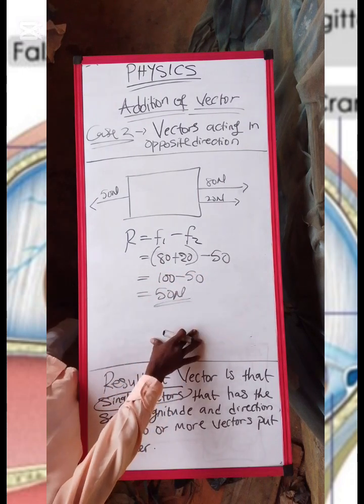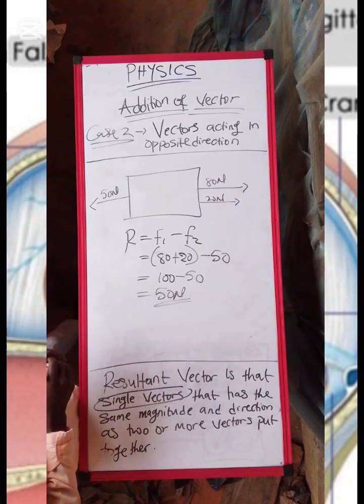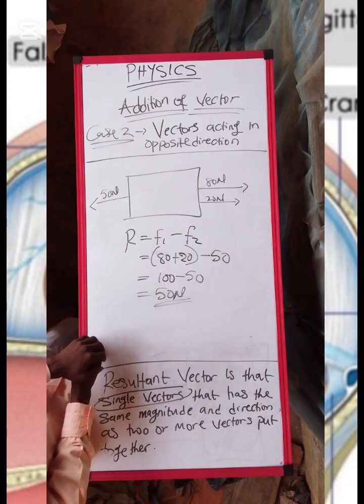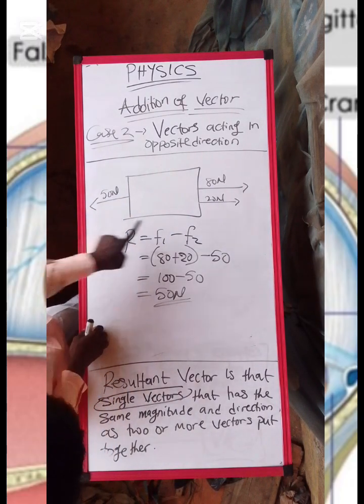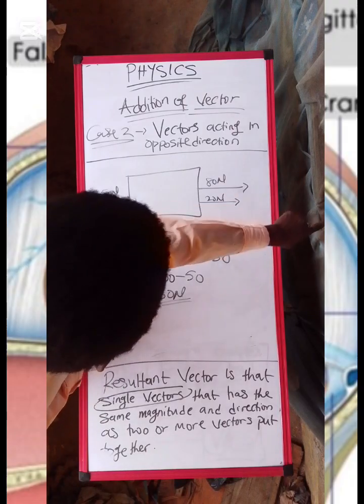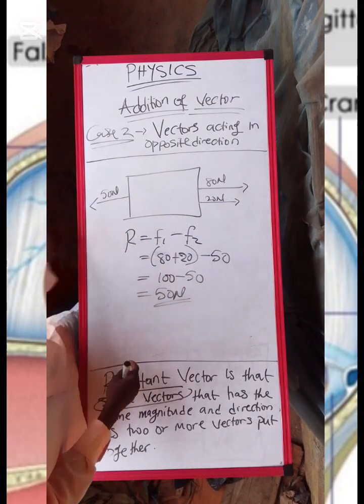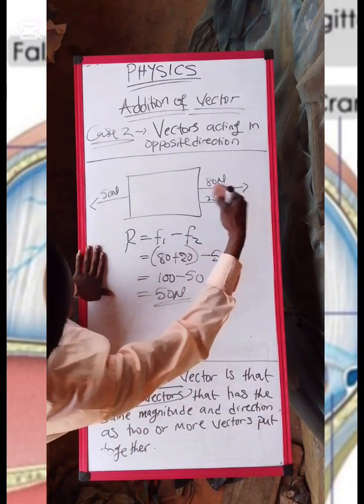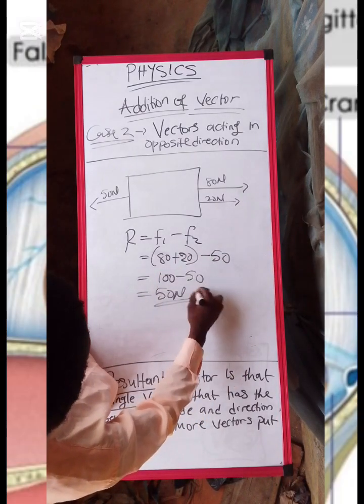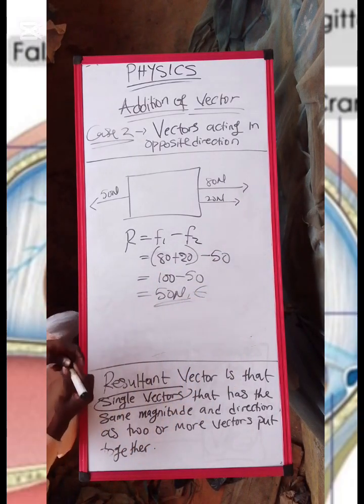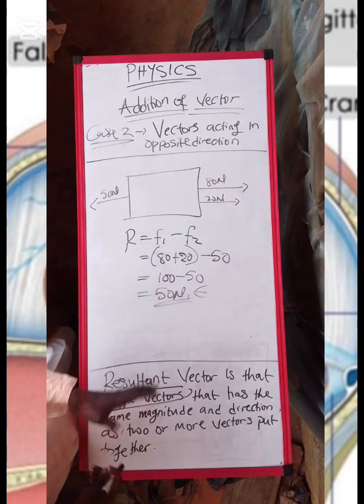Now, what about the direction? Please take note that the direction you have to work with whenever it is opposite direction is the direction of the larger vector in the question. So there is 50 Newton towards the west, and a total of 100 Newton towards the east. 100 is bigger than 50, so the direction of this 100 will be our final direction, which is towards the east. So 50 Newton towards the east is our final answer.